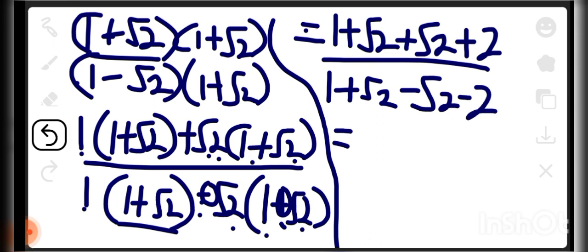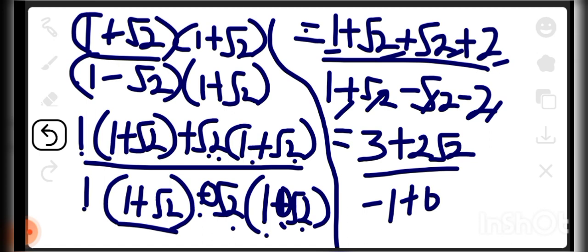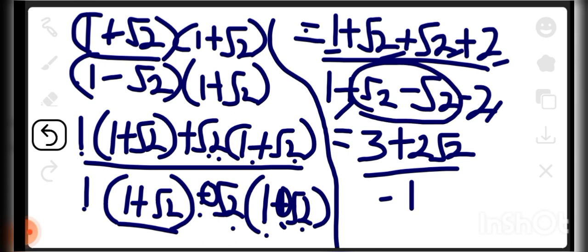Then we are going to have 1 plus 2, that is 3. Root 2 plus root 2, that will give us 2 root 2. Divided by 1 minus 2, that is minus 1. Then root 2 minus root 2, that is 0. So the final answer is going to be 3. Okay, since the other part will give us 0, this denominator will just be minus 1. So this will amount to 0.